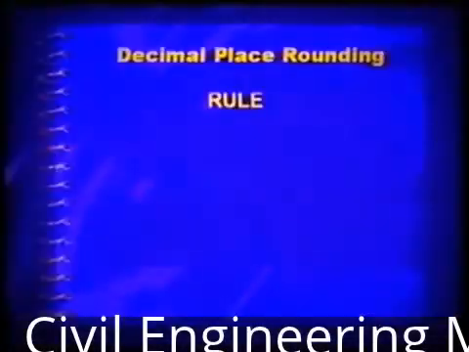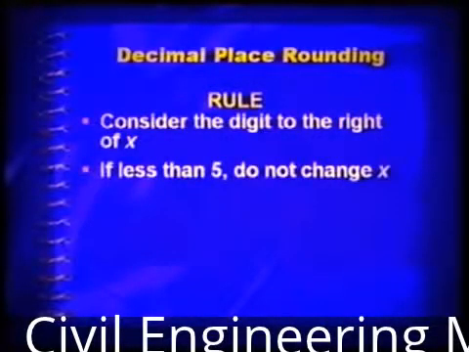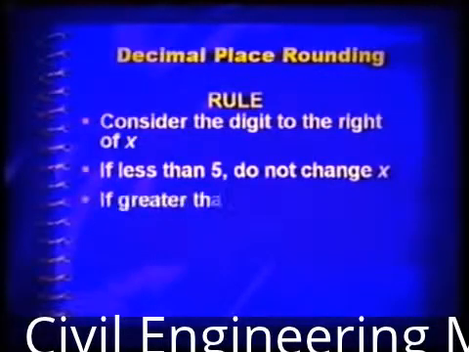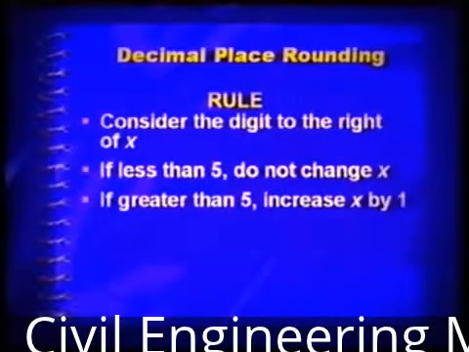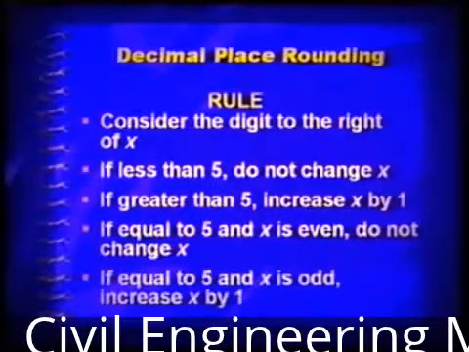Rounding is very important. There are in fact 2 methods for rounding, and the first type of rounding is called decimal place rounding. I've got the rule here. If you have to round, say, to 2 decimal places, then you look at the digit to the right of the second decimal place. If it's less than 5, you do not change it. If it's greater than 5, you increase it by 1. And you always make sure that the digit you round is an even one. And that is written out here.